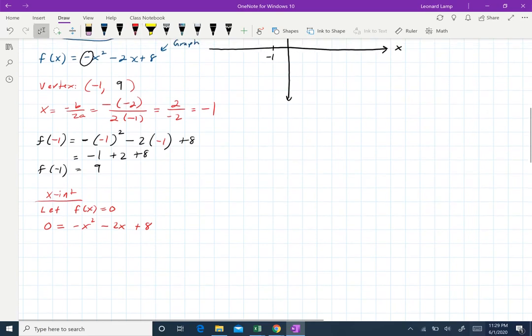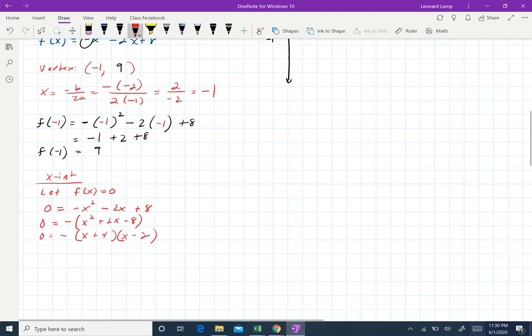So usually when we try to factor this, we factor out a negative first because our leading coefficient is negative. So x squared plus 2x minus 8. And then continuing here, we'd factor the inside of this. So two numbers that multiply to be -8, but add to be +2 would be +4 and -2.